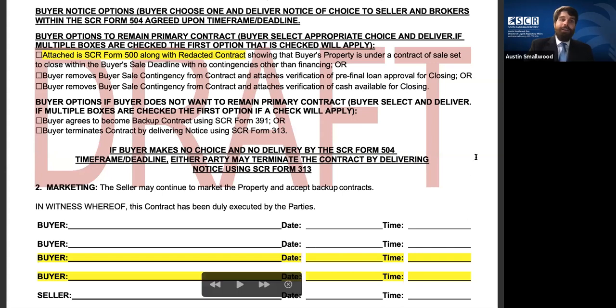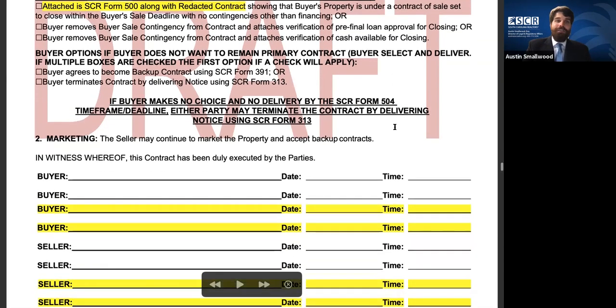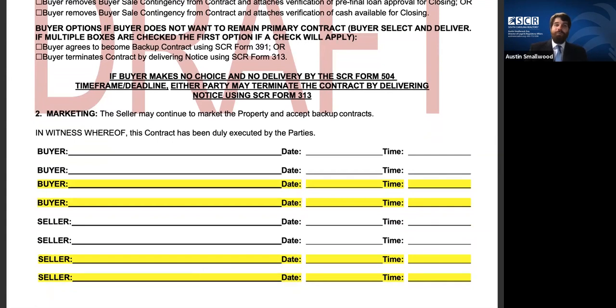If not, then they're going to check one of these next 2 boxes, which is that option C, where we agree to essentially swap places with the buyer, and we now become the backup contract. If you're using a backup contract, make sure you're using the backup clause, which is an SCR Form 391. Or the buyer says, hey, we couldn't make it work. We're going to terminate by delivering notice using Form 313. If the buyer does not meet any of these deadlines, then either party can terminate by using SCR Form 313.